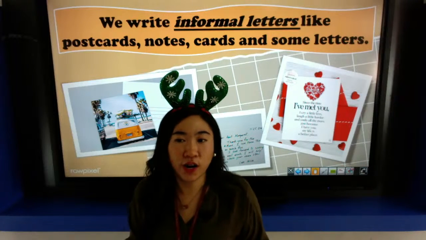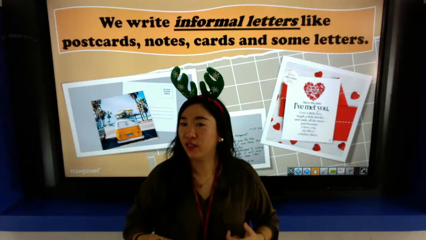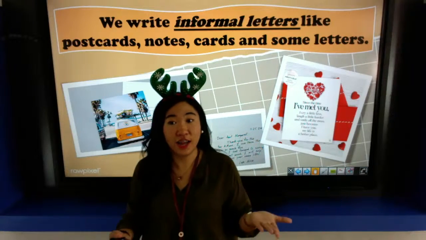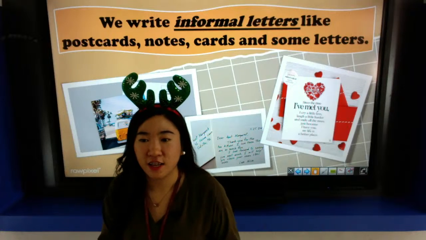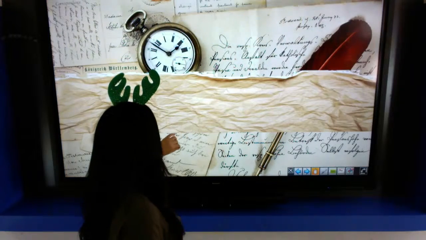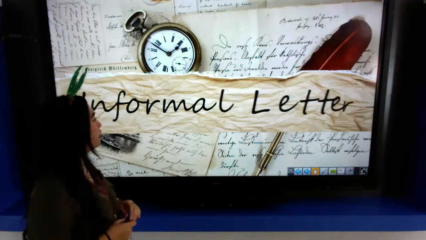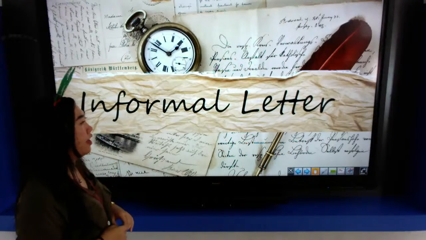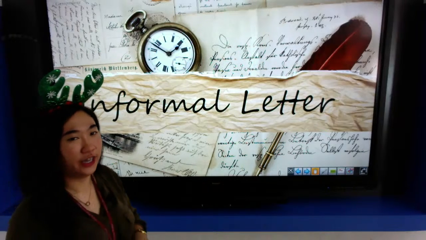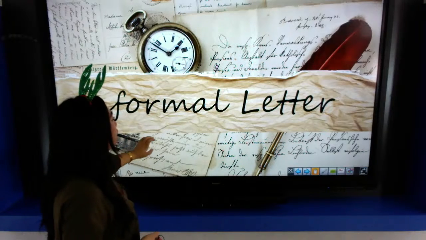So we need to learn how to make cards, how to make letters. Just a casual letter, a friendly letter that you can send to your friends, to your families. Yes, a New Year's card. Okay, now let's go to informal letter. Everyone say informal letter. Okay, so we will discuss informal letter.